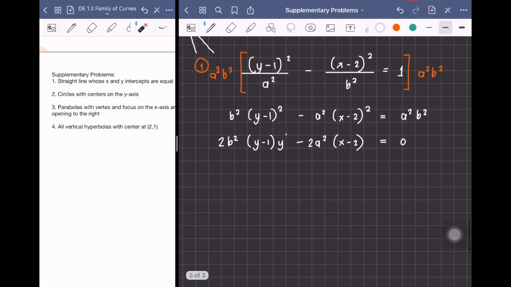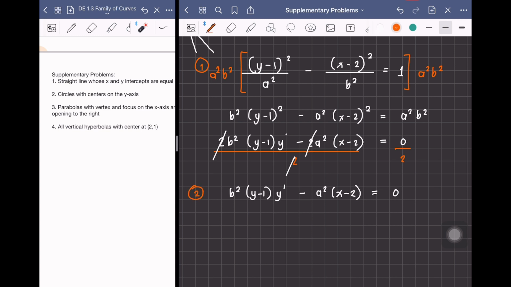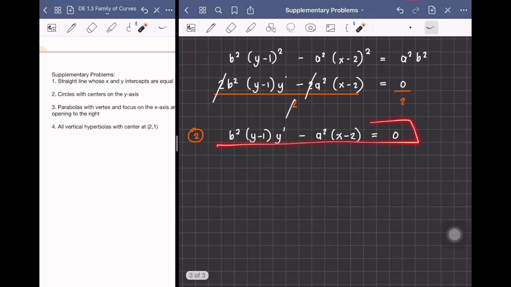Okay. So before we proceed on finalizing equation 2, let's factor out common terms first. Obviously, the 2 is factorable. We divide both sides by 2 to simplify, so it cancels on both terms. Meaning, on the left side of your equation, we will only have b squared, y minus 1 y prime, minus a squared times x minus 2. And on the right side, this will still be 0. Let's say this is our equation number 2. So that is now our first derivative.